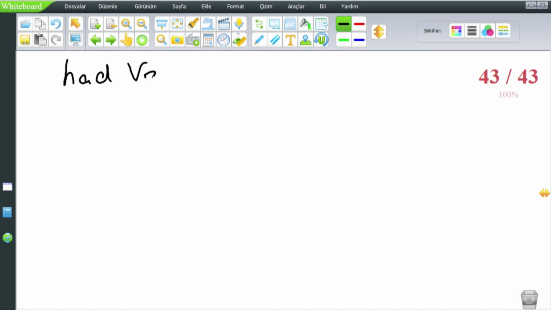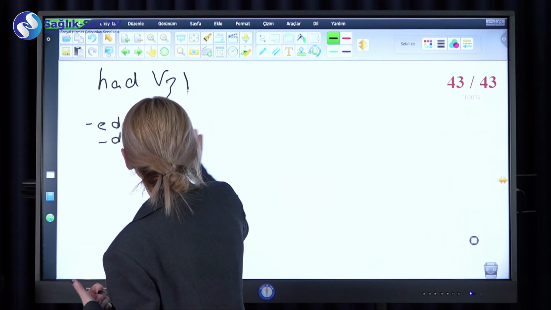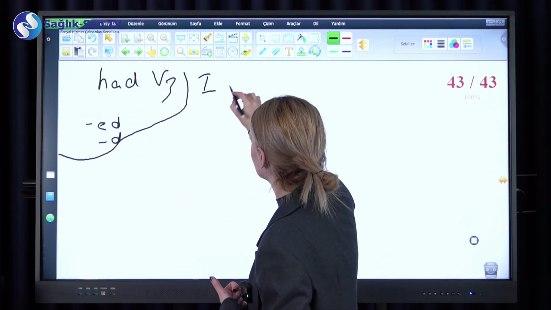We said we use had plus verb 3. If it's irregular, we have to memorize. If it's regular, we're talking about ed or d. And we don't use past perfect on its own very often, because it makes sense only if there is a meaning that something happened earlier than the past simple. So I can give an example like this.